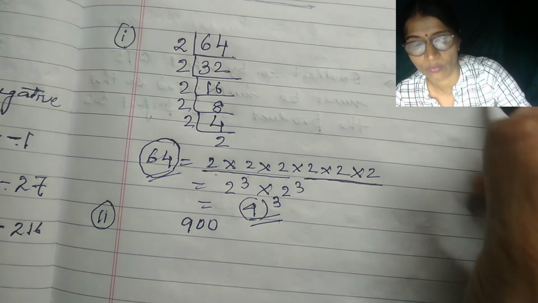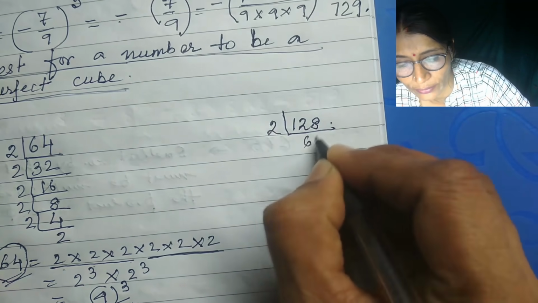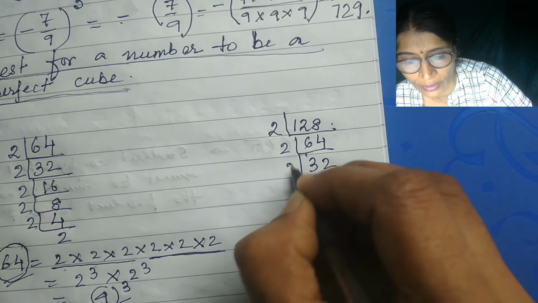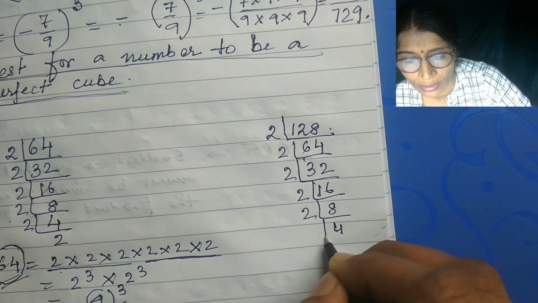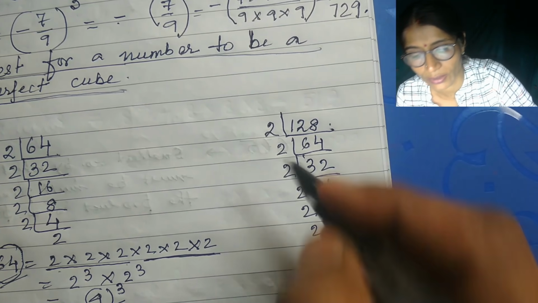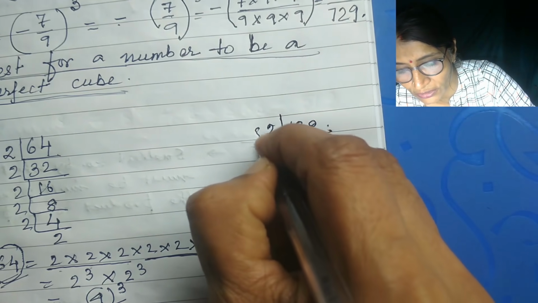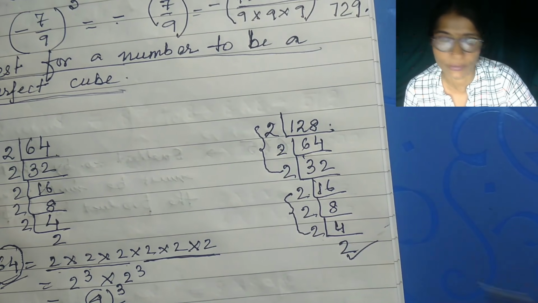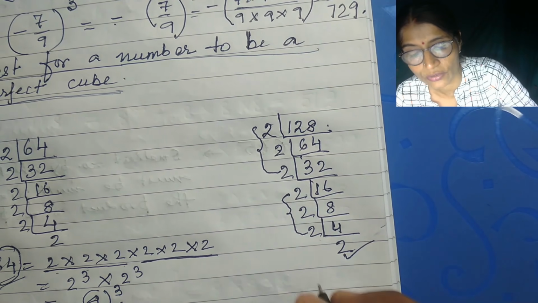Now next, let us check 128 whether it is a perfect cube or not. Again the same method, first do prime factorization. 2, 6 are 12, 4, then 2, 3 are 6, 2, again 2, 16, 2, 8, 2, 4, and then 2 twos are. So 1, 2, 3, 4, 5, 6, 7. It is 7 times. So this is one triplet, this is another triplet, and this is the extra one. So it means 128 is not a perfect cube.